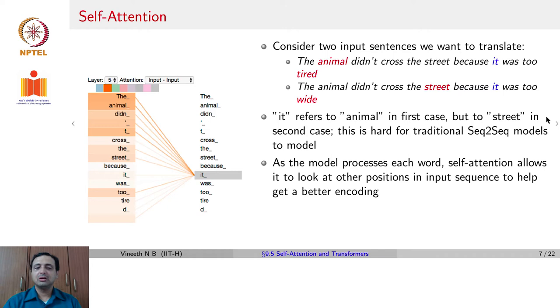Self-attention allows the model to look at what are the other words that need to be paid attention to while you process one particular word. The reason it's called self-attention is, given a sequence, when you're processing one element of that sequence, you make a copy of that sequence and see which other parts of the same sequence are important to process this element. And that's why it's called self-attention.